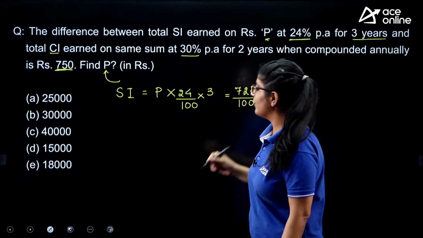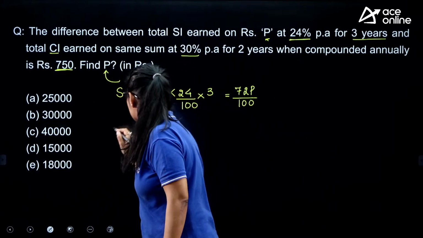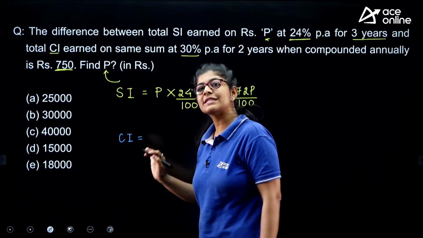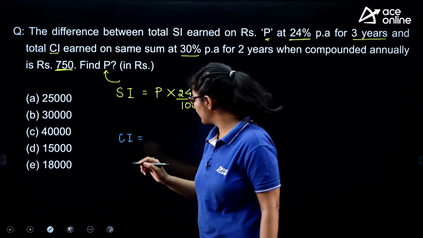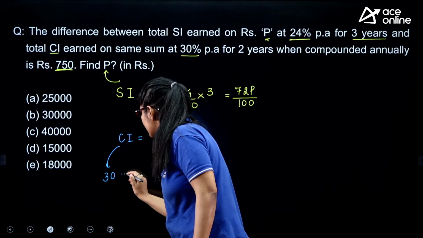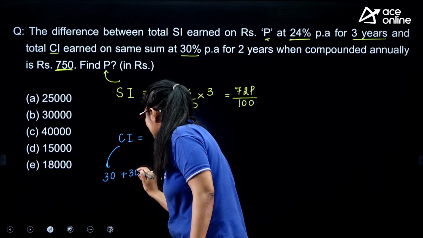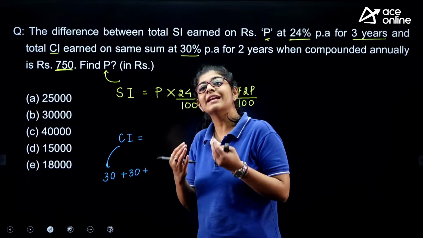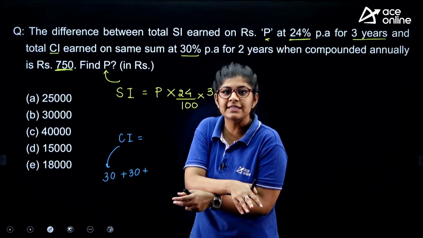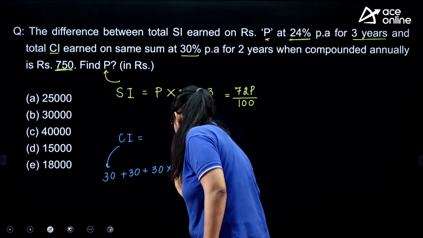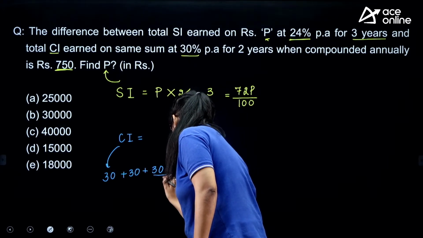Now if I want to find out the CI, how am I going to calculate it? CI is nothing but, first we simply calculate the rate of interest for CI. So for 1 year I am taking 30%, for another year I am taking 30%. But we know that in CI we are getting interest on the interest of the previous year as well. So we simply apply the formula of successive calculation.